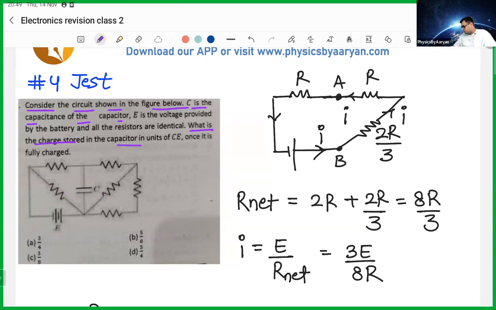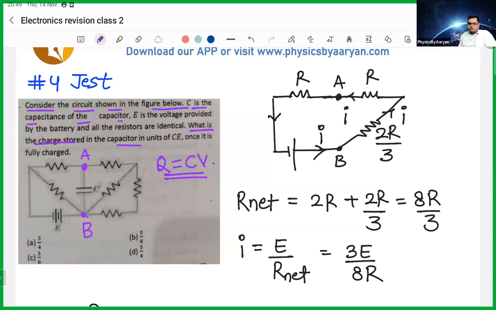Okay, same logic, everything the same. If you want to know the charge on the capacitor, what do you need to know? You should know the voltage across this capacitor. If I know the voltage across this capacitor, then the charge is very simple. Charge is CV. So again the step is the same. What is the voltage around these two points? What is the voltage between A and B?